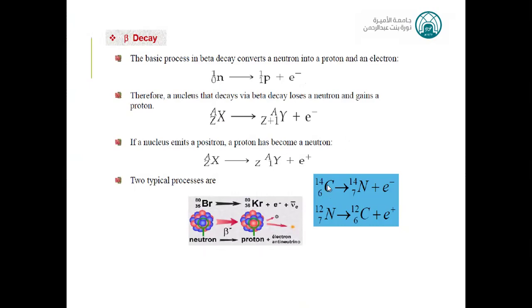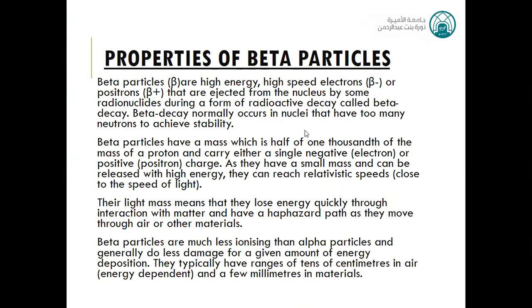Here is an example: C-14 is converted to N-14 and gives e minus, which is an electron, or beta minus. Nitrogen is converted to carbon and gives a positron, or beta positive decay.